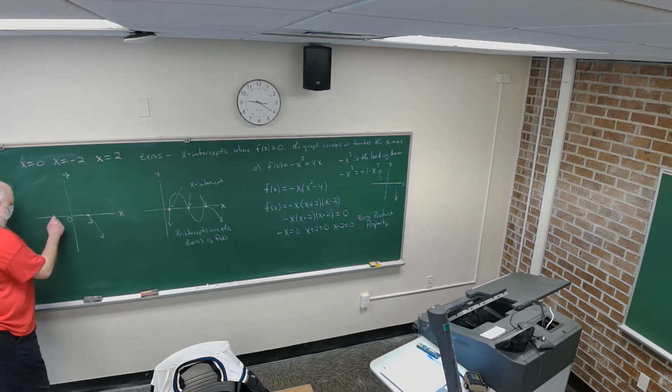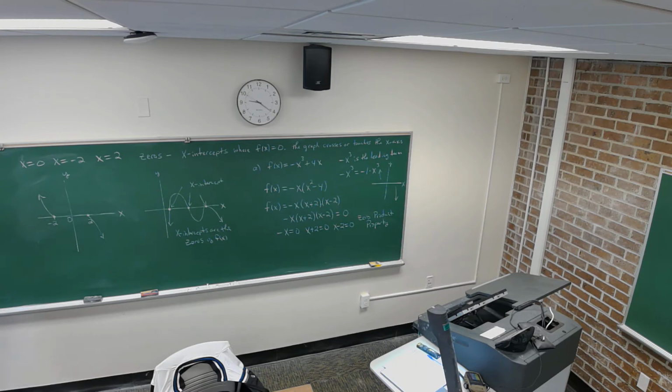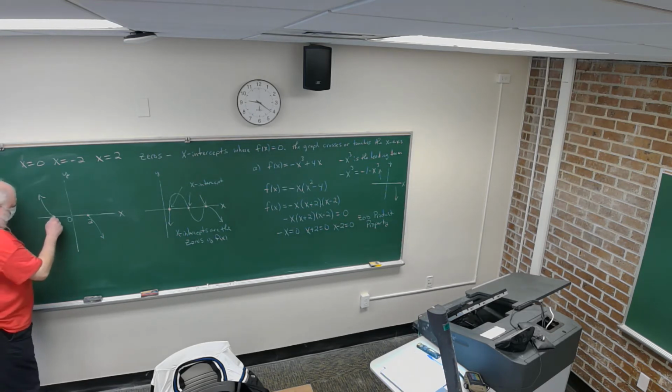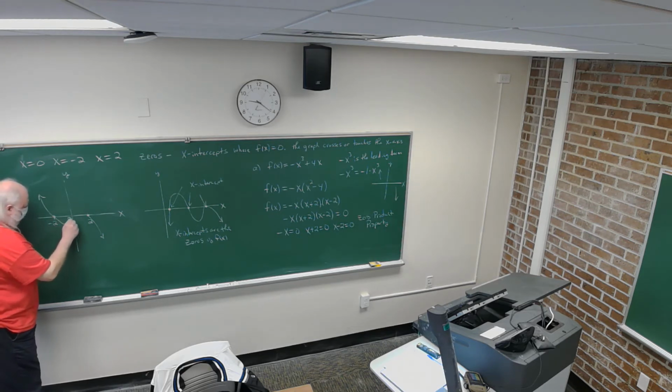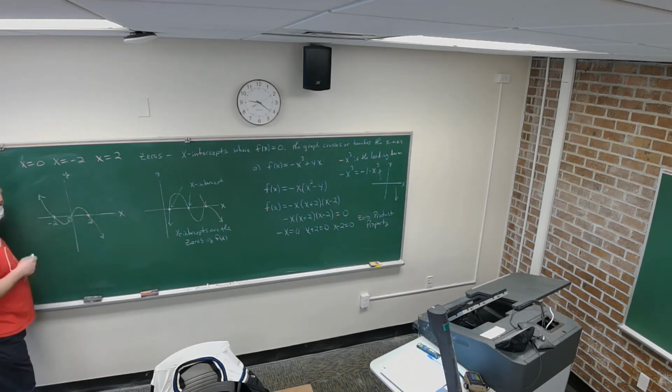And from this x-intercept, minus 2, it's got to go up. And so since it crosses, it's got to cross here, go through the origin, create a turning point, and then come back down again. And so that's a crude graph of that polynomial function. Okay.